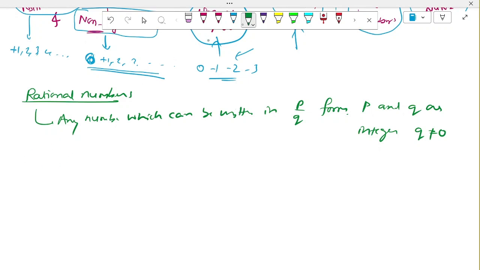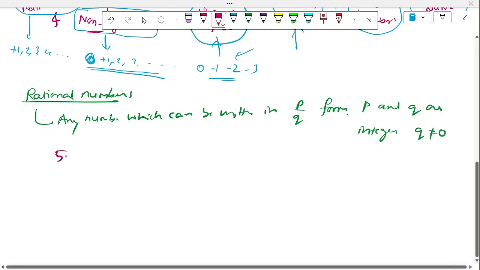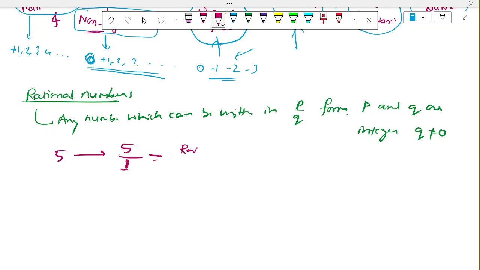Now let's imagine that you have got 5. 5 can be written as 5 divided by 1. So 5 is a rational number. See here, p is equal to 5 and q is equal to 1. So this is in the form of p by q, and this is a rational number. Okay, you got it.